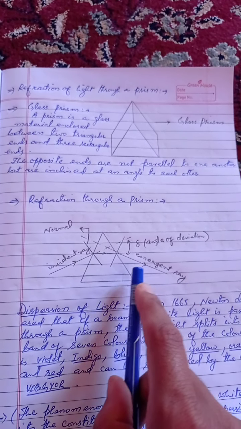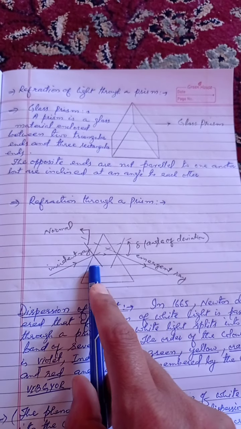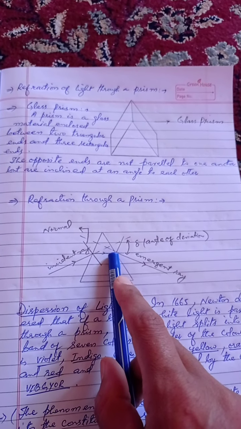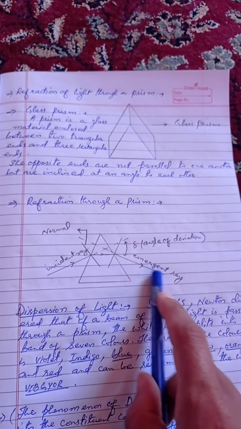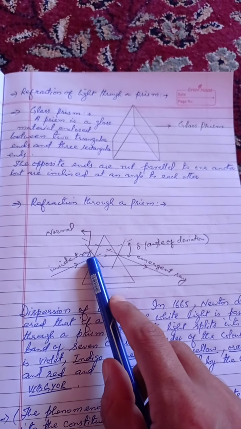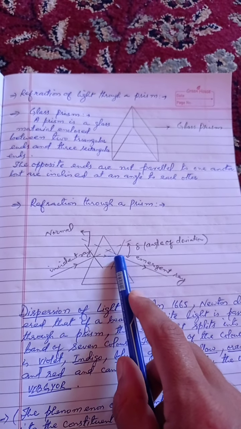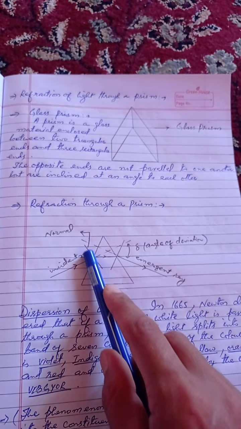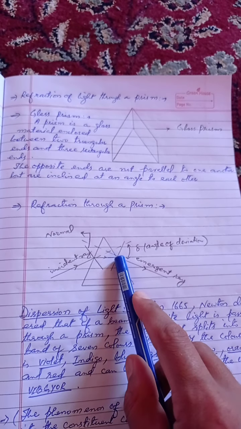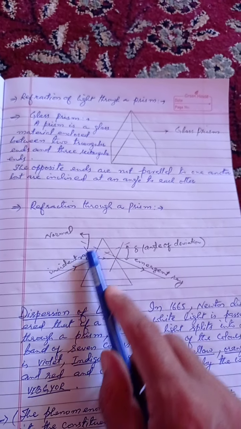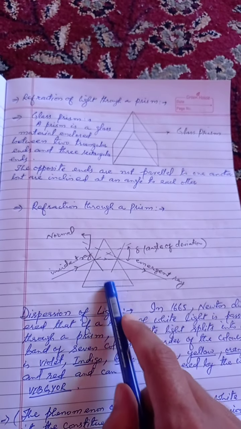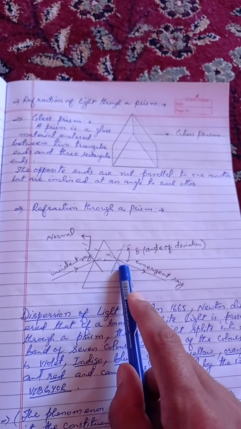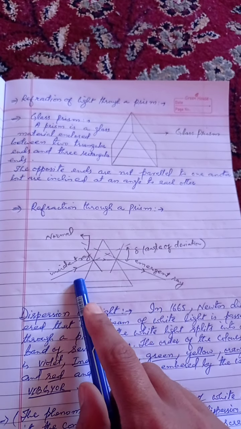You are well aware that when light travels from one medium to another medium, it bends. So there is refraction from air to glass, and from this glass prism to air, again refraction. This is the incident ray, this is the refracted ray, and this is the emergent ray. At this point of incidence we can draw the normal. Similarly, at this point we can also draw the normal. Now the surfaces in a glass prism are not parallel to each other, so the incident ray and the emergent ray are not parallel to each other.